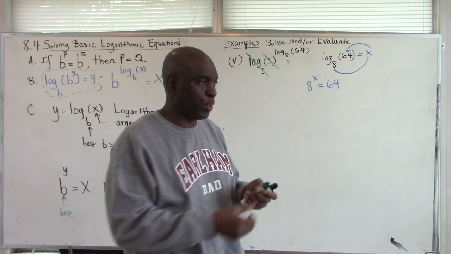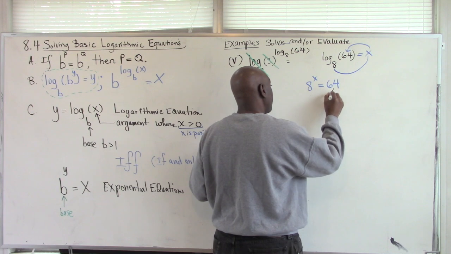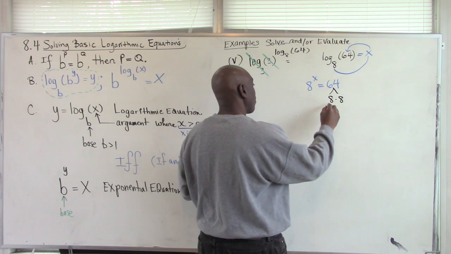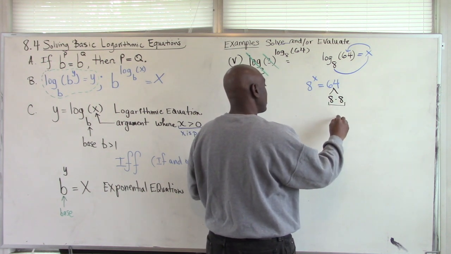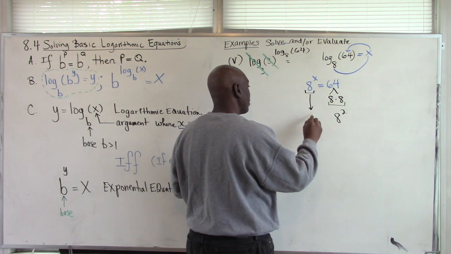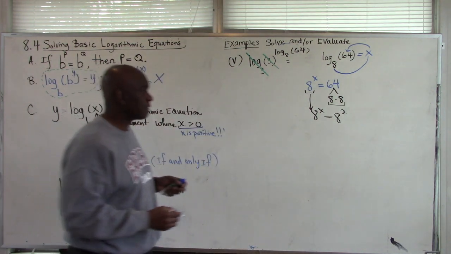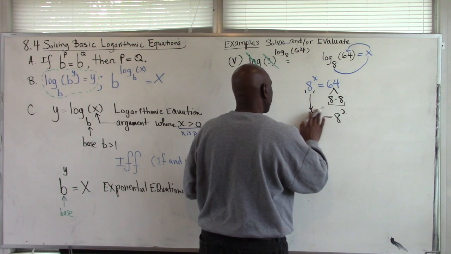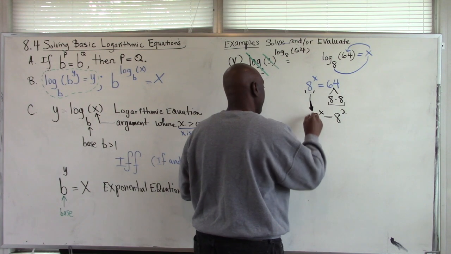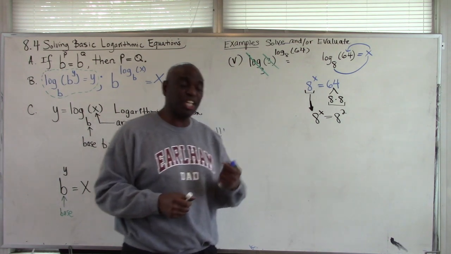How are you going to break down 64? What is 64? Oh, 64 is 8 times 8, right? Well, how do I write 8 times 8? 8 times 8 is 8 squared. And this 8 to the power of x, bring it straight down. So we have 8 to the power of x equals 8 squared.